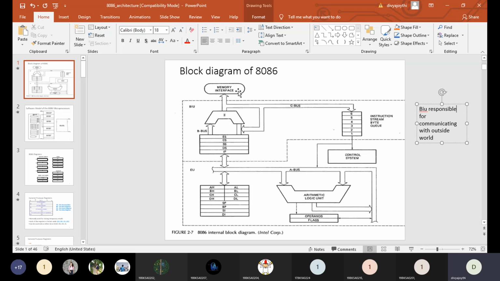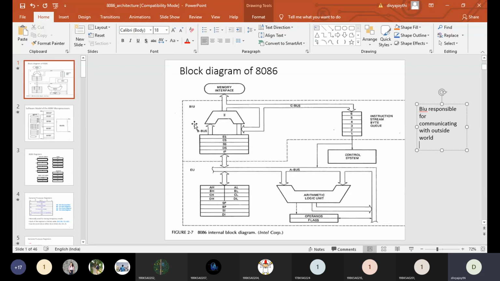Yes, ma'am. And now, see here. The first thing that I have explained to you is that the BIU is responsible for communicating with the outside world. And I told you that the execution unit will execute the instruction and the bus interface unit will fetch the instruction.